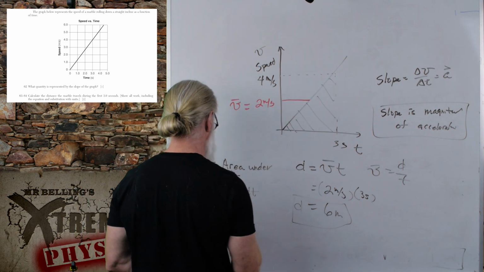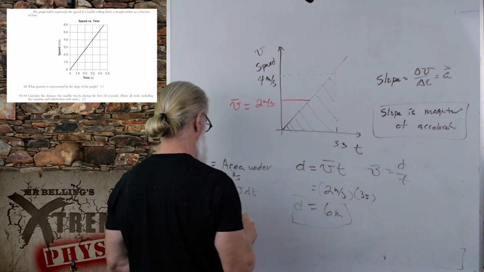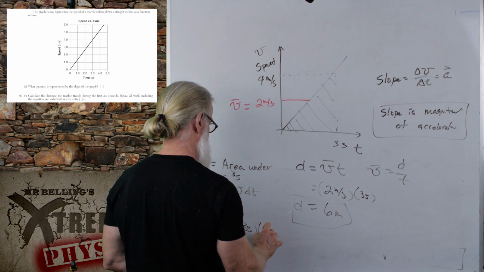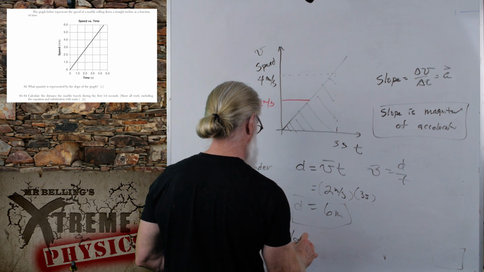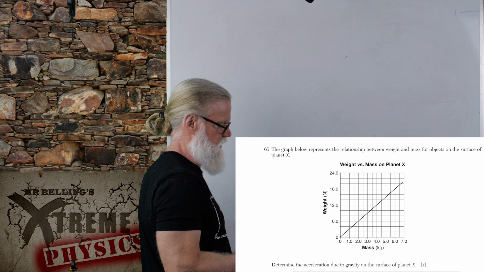Anyways, the area under the curve, we don't need calculus. We don't need to be able to do an integral, because we can calculate this area. It's 1/2 base, which is 3 seconds, times height, which is 4 meters per second. And we still end up with 6 meters, which is a good thing. One more question, and then we're done with the Bs.